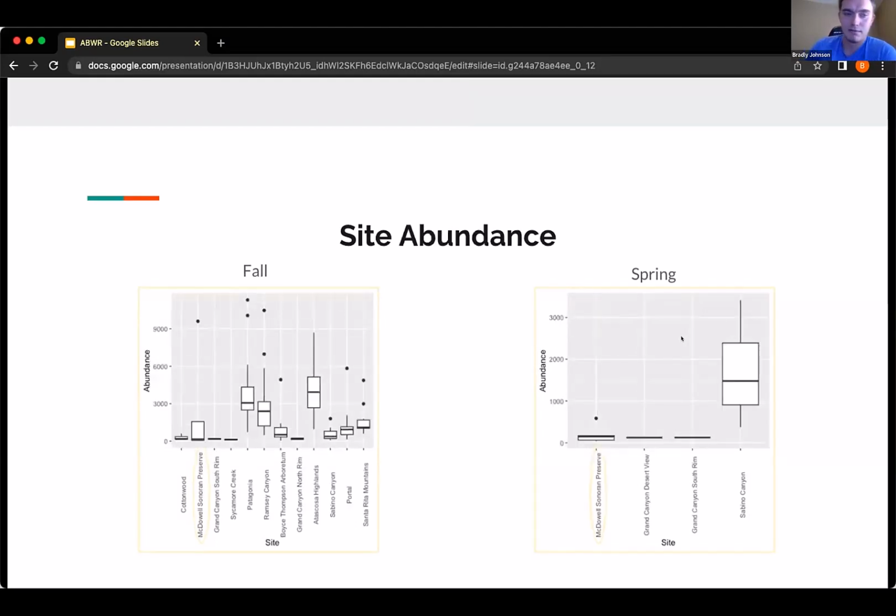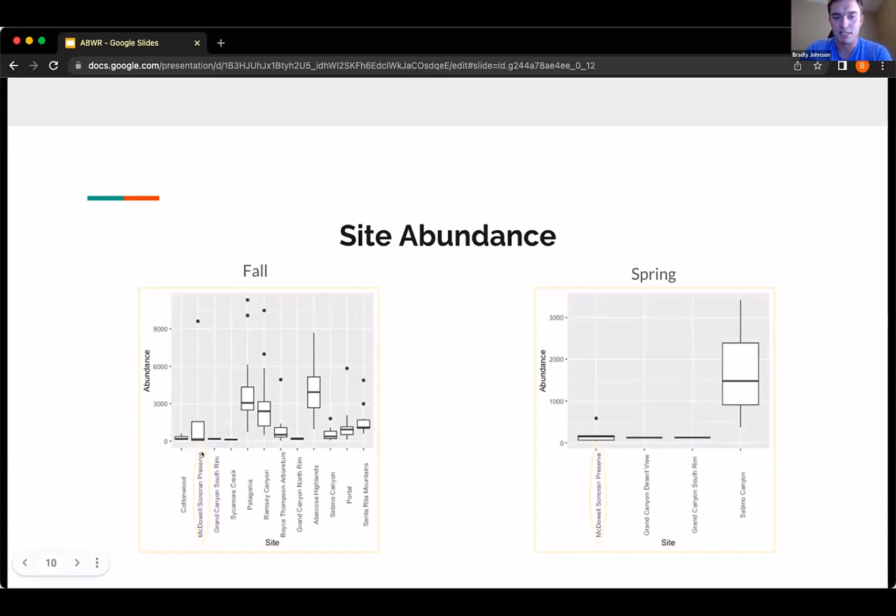Moving on from party hours, we have abundance. So once again, on the x-axis, we have each individual site, and then on the y-axis, we have the abundance. This is the total number of butterflies that are sighted in each sampling event. What you might notice is that these follow a very similar pattern to the party hours.